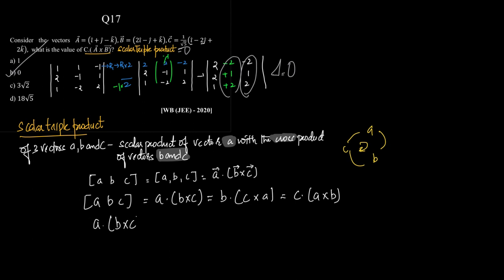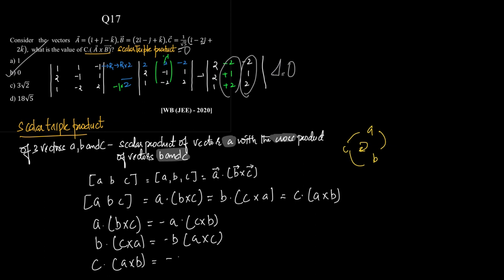Another property that we need to understand, which should be understood with much careful attention: A dot B cross C is equal to minus A dot C cross B. Why? The logic should be very clear to you now. B dot C cross A should be equal to minus B dot A cross C. C dot A cross B will be equal to minus C dot B cross A. Now why is this minus coming up?